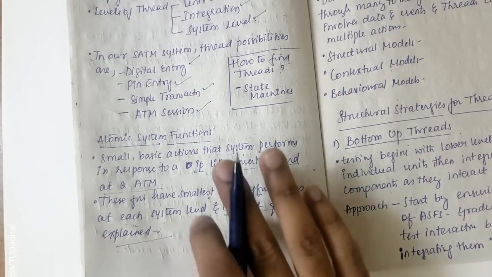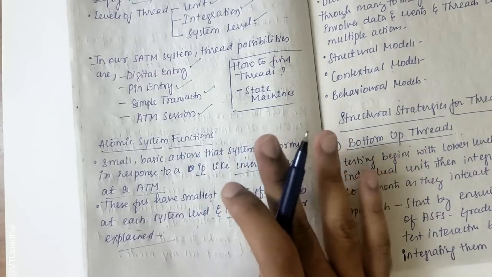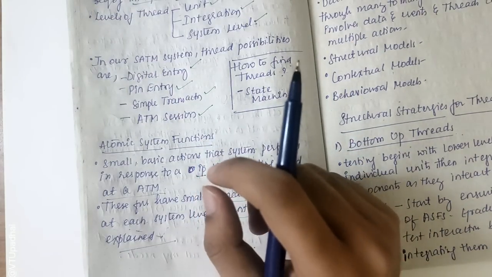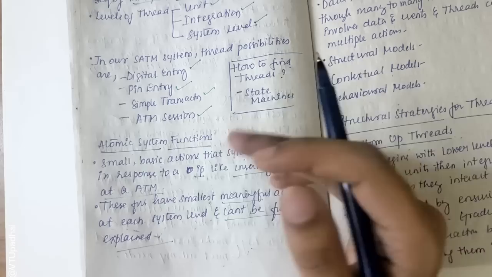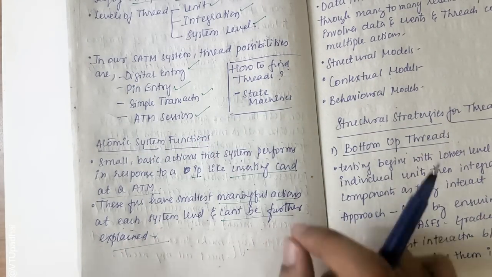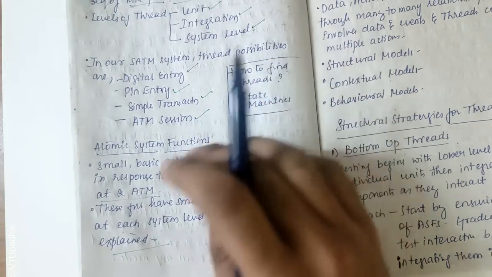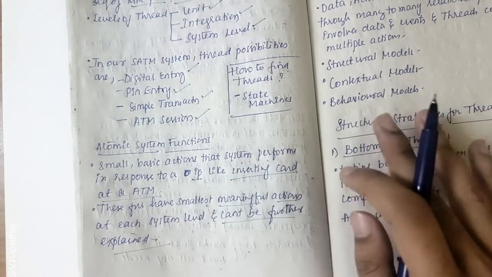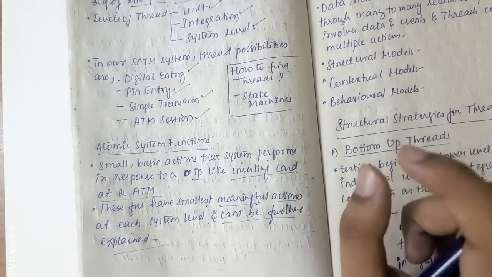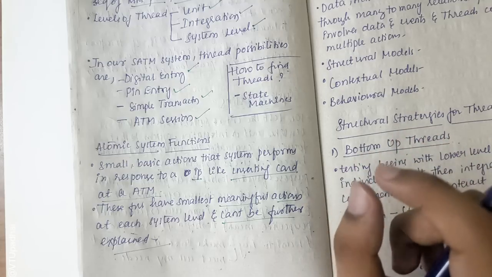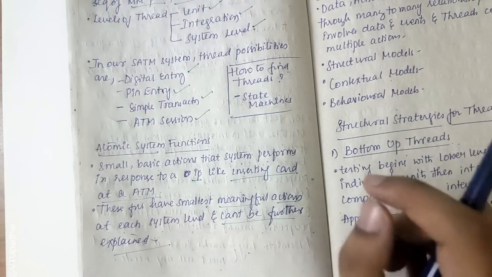If I take the SATM example, inserting an ATM card is an ASF example. I've just inserted the ATM card, and I cannot further split it. Inserting the ATM card is all there is, that's the only action. That is one particular tiny operation or action which I'm performing. So that was about ASFs.